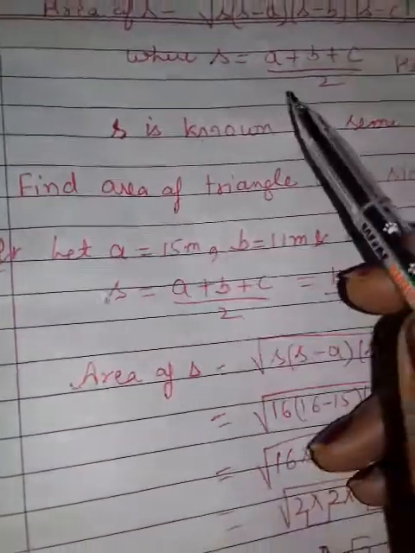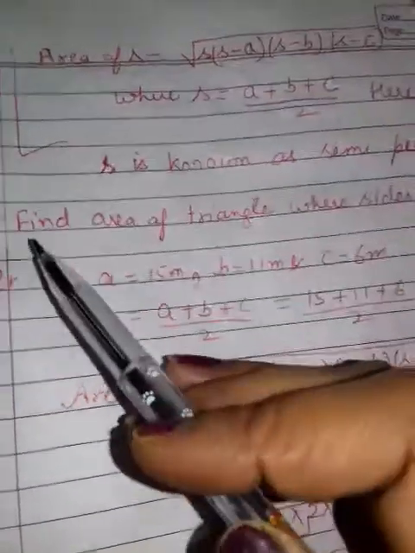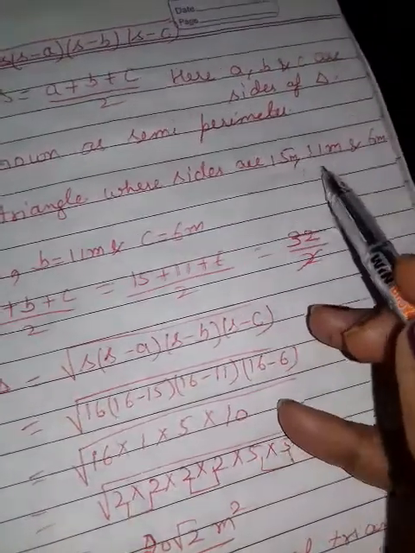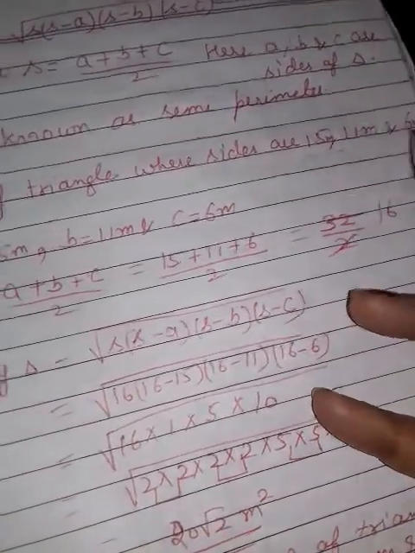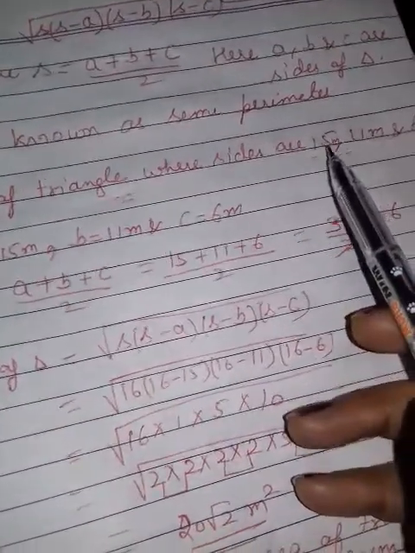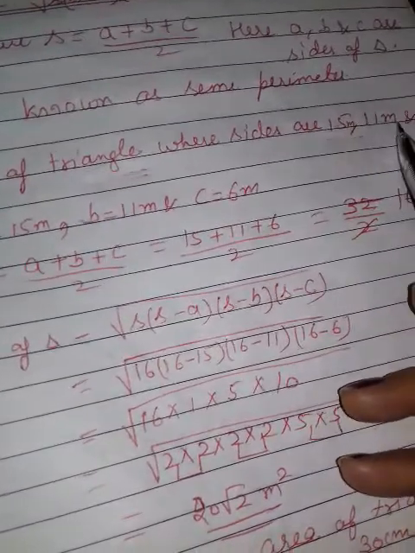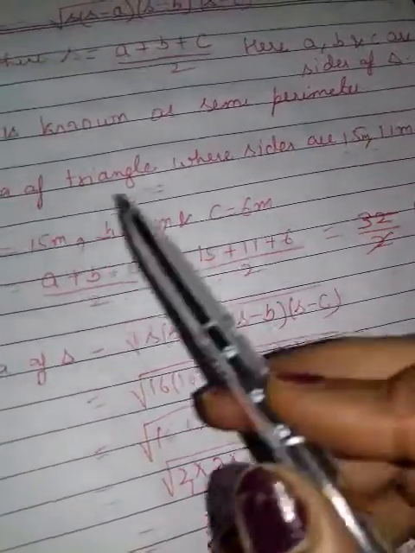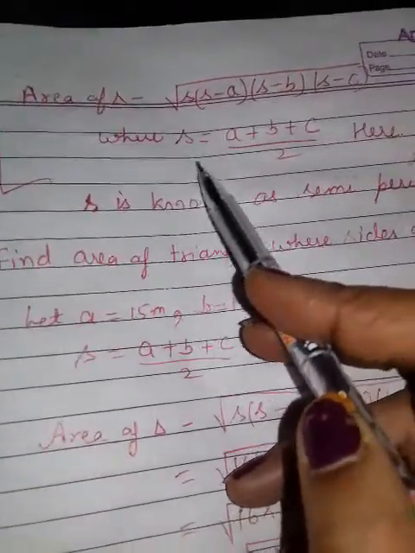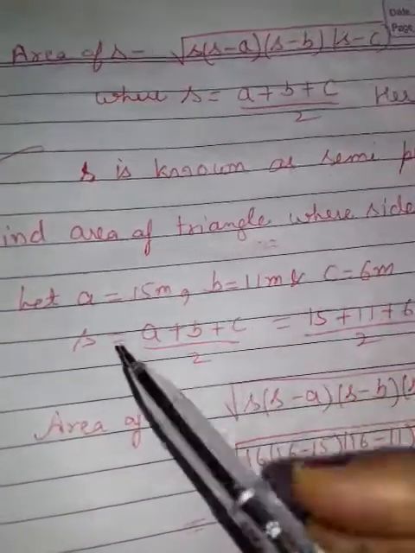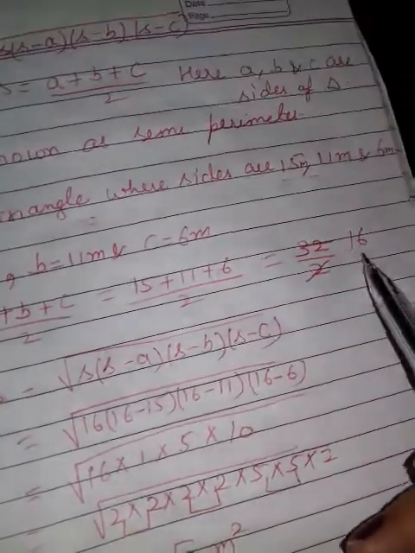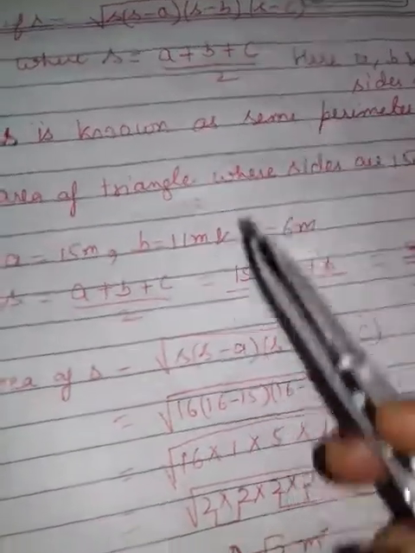Now we are discussing this question. Find the area of a triangle whose sides are 15 meter, 11 meter and 6 meter. You have to find the area of the triangle. According to this I have taken the sides: A is 15, B is 11, C is 6. Order doesn't matter, you can take any one. After that we will find S firstly because it is helpful here. S is equal to the sum divided by 2, and I got 16. Now I am putting it in this formula.